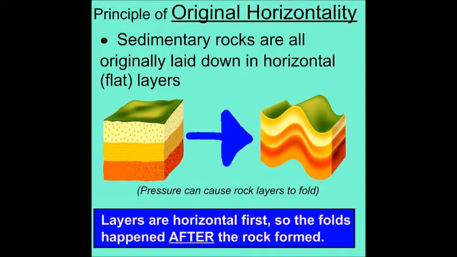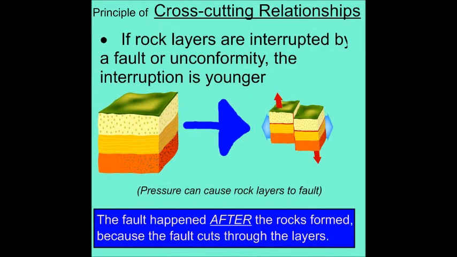So if you see rock layers that are slanted or folded, they had to have been changed after they formed. And you can see here that layers are first horizontal, and so if you see layers that are folded, that must have happened after the rock formed. The third principle is called the principle of cross-cutting relationships. It states that if rock layers are interrupted by a fault or unconformity, the interruption is younger.